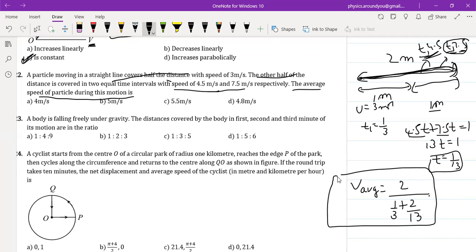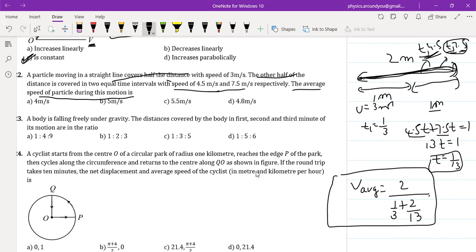Okay, so the trick is whenever you have one half the distance, you take the entire distance as 2, it doesn't matter. First half will be 1, next half will be 1. Equal time intervals, take t and t. Get the value of t by the condition that 4.5t is the distance traveled in the first half, and 7.5t is the distance traveled in the second half. The sum of them should be 1.